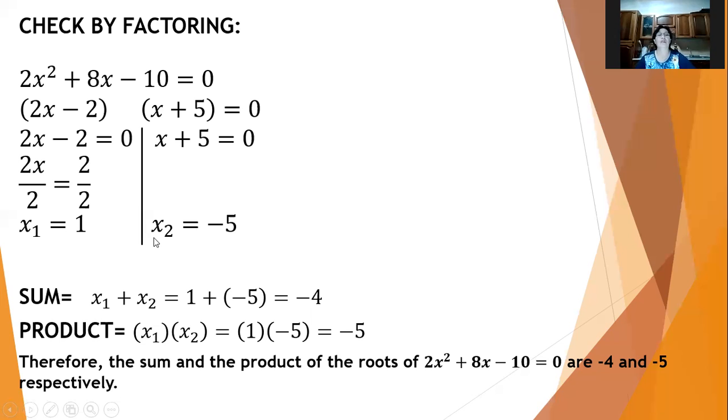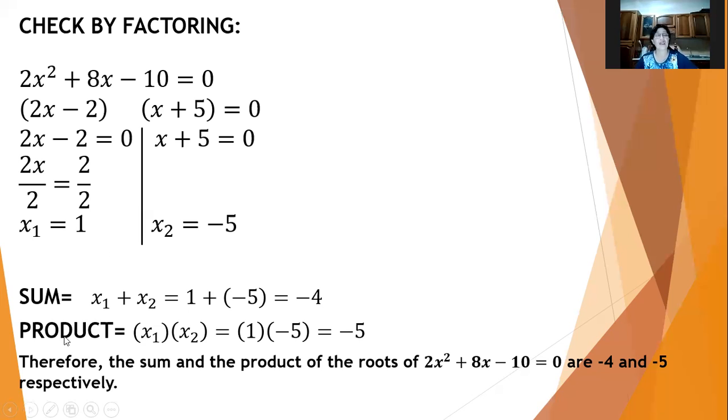How about the other value of x, or the x sub 2, or the roots? X plus 5 is equal to 0. X sub 2 now is equal to negative 5. The roots are 1 and negative 5. How about the sum? If we say sum, the operation is addition. You just add the roots. X sub 1 plus x sub 2. X sub 1 is 1 plus negative 5. The sum is negative 4.